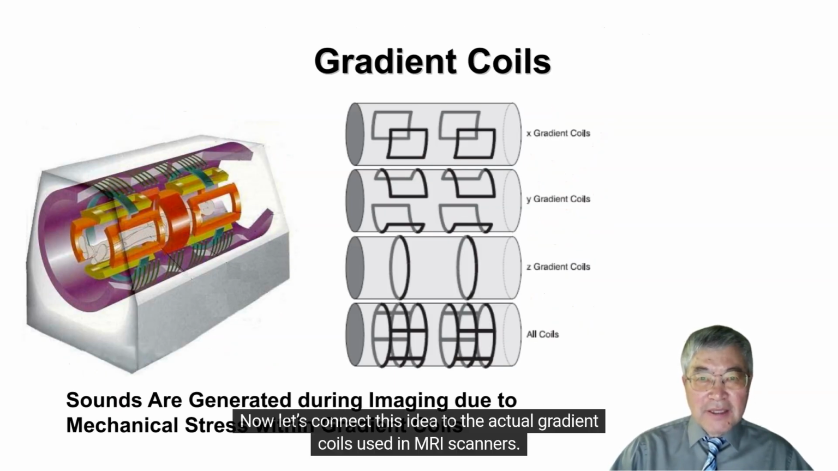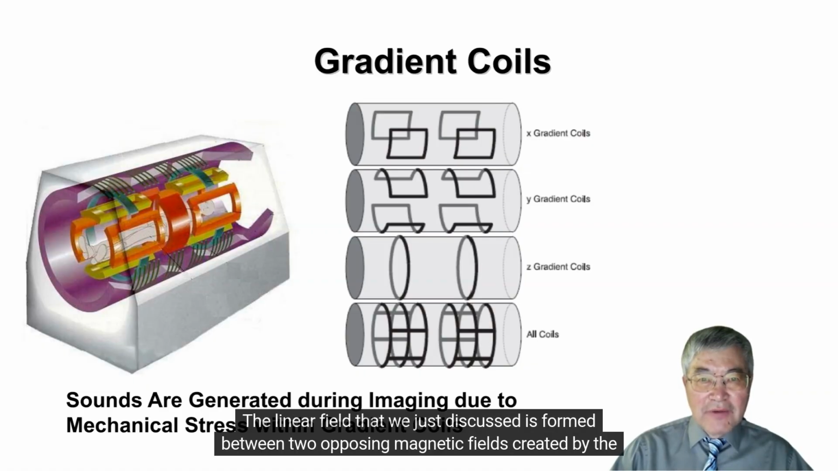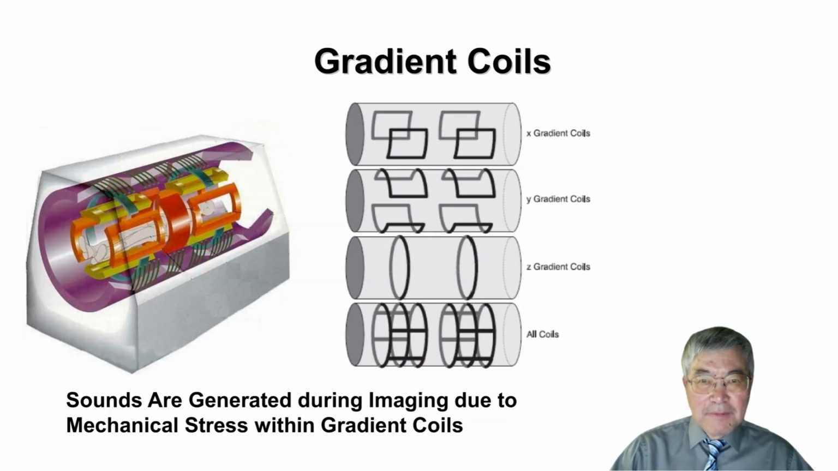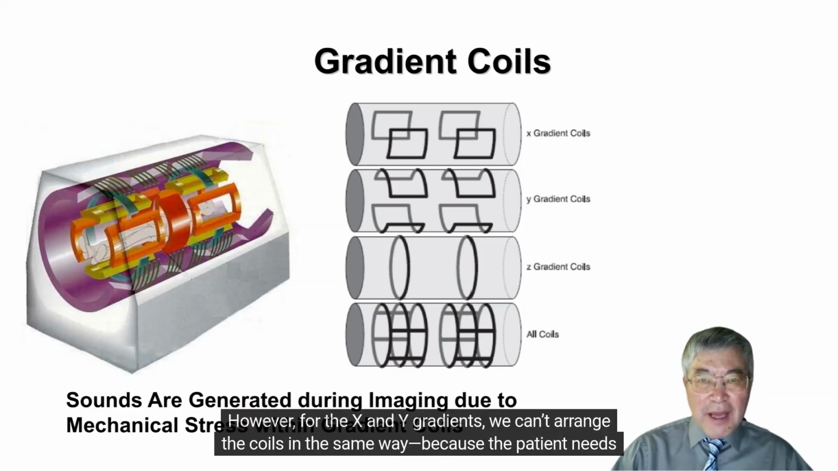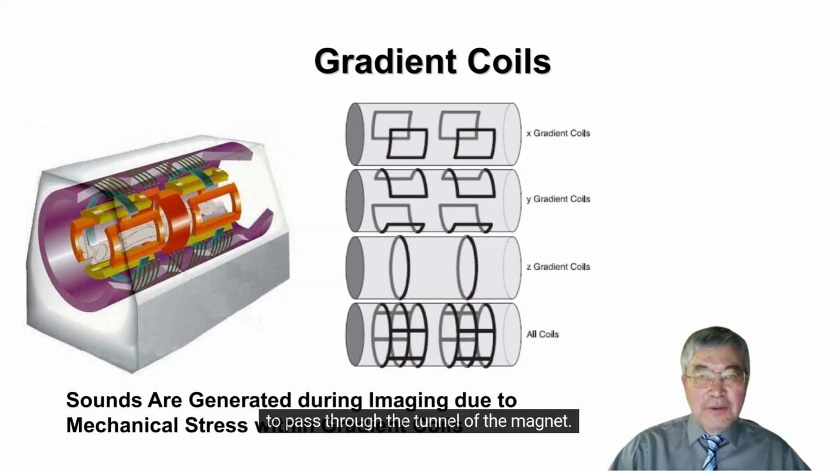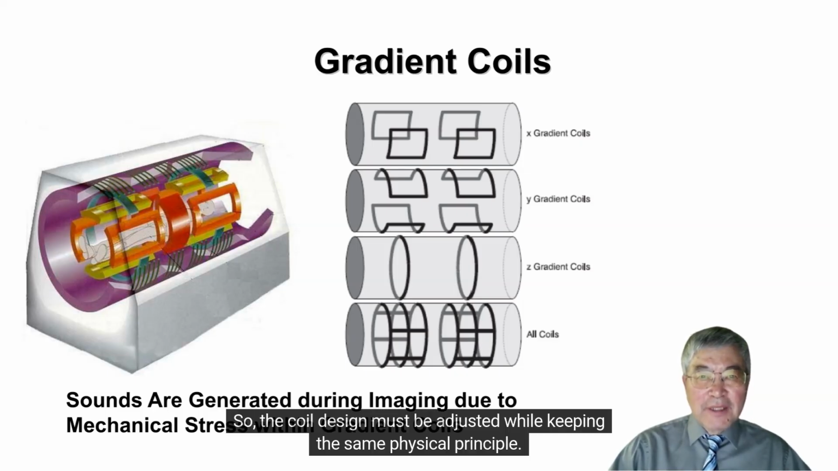Now let's connect this idea to the actual gradient coils used in MRI scanners. The linear field that we just discussed is formed between two opposing magnetic fields created by the left and right coil pairs. That configuration generates the Z gradient field. However, for the X and Y gradients, we can't arrange the coils in the same way because the patient needs to pass through the tunnel of the magnet. So, the coil design must be adjusted while keeping the same physical principle.